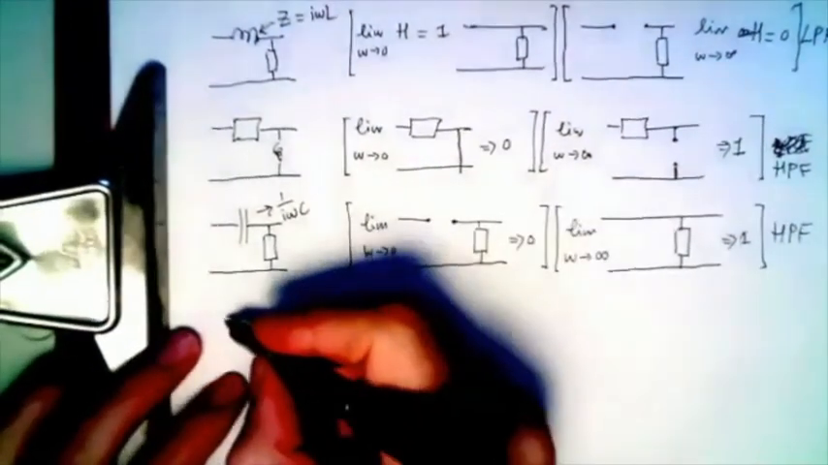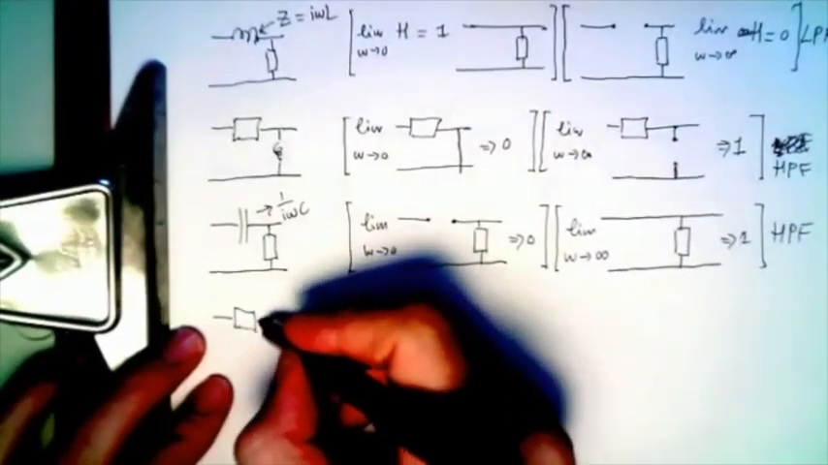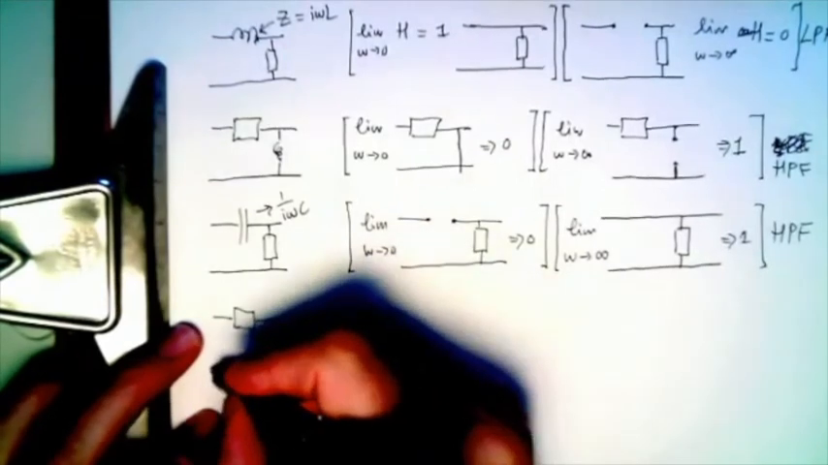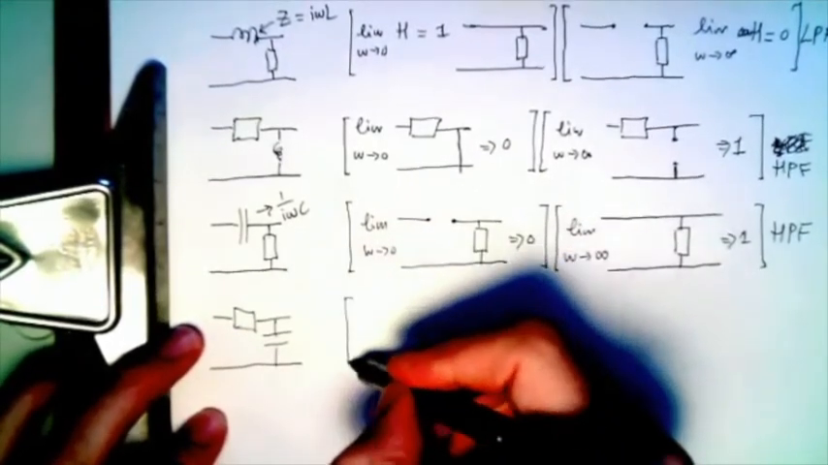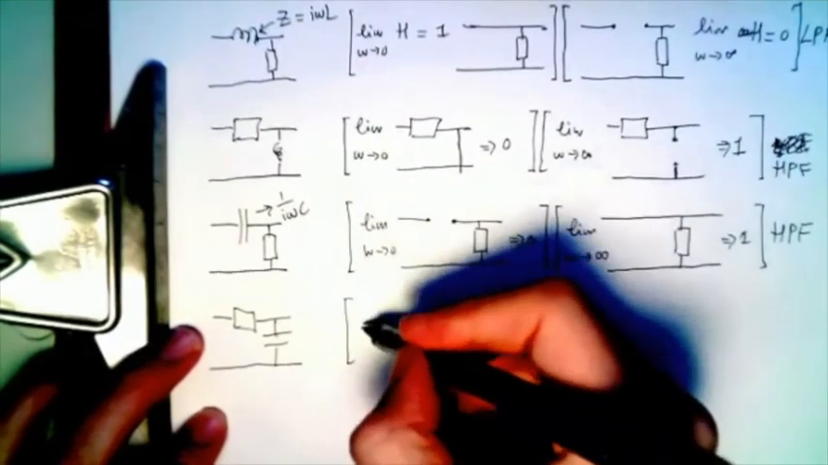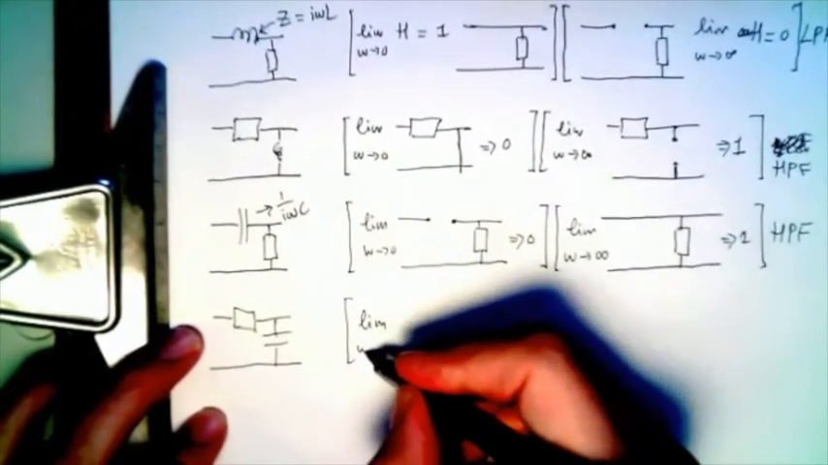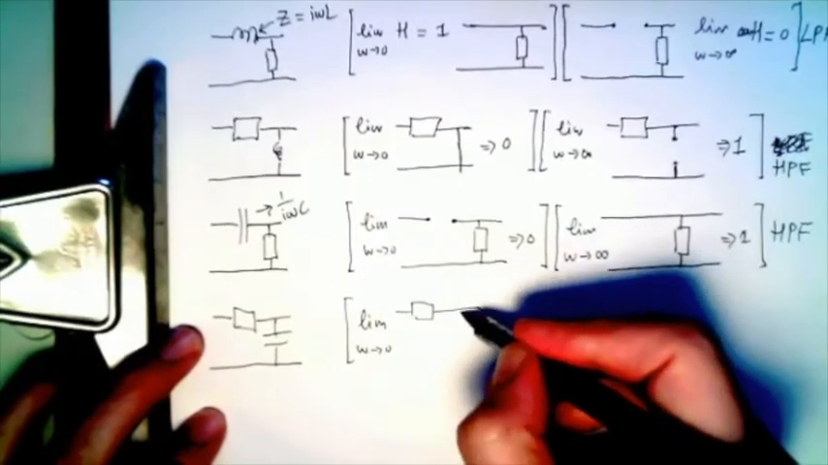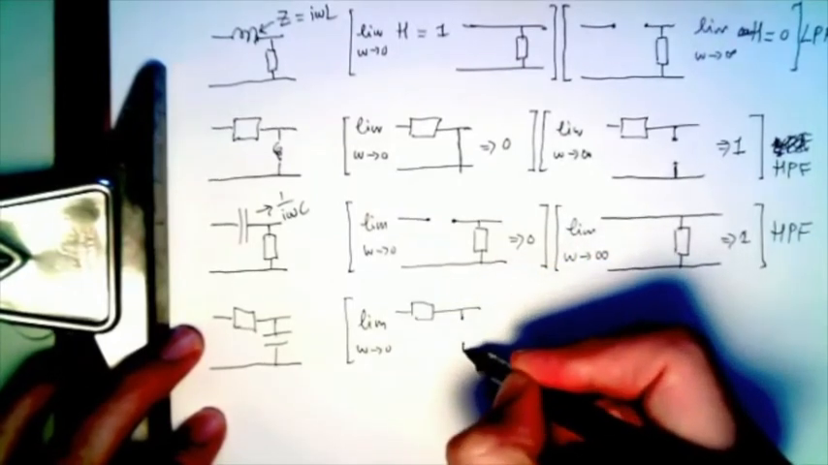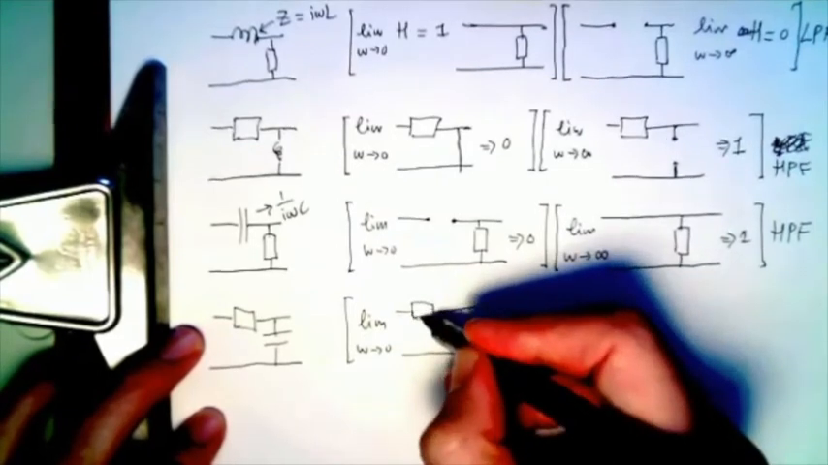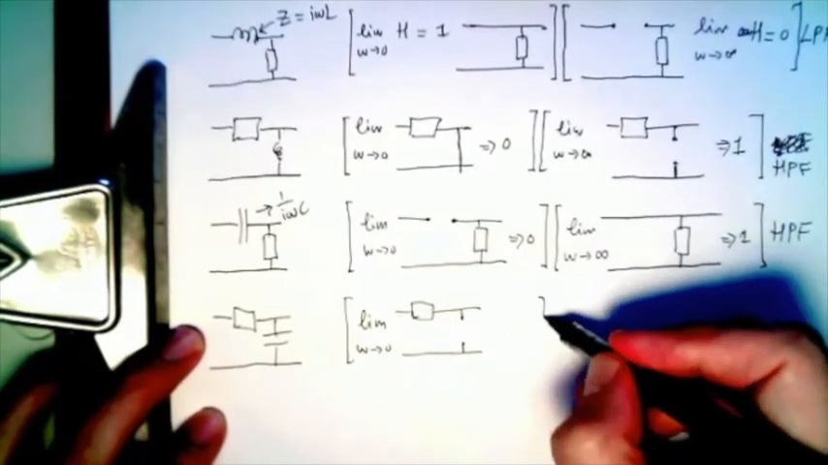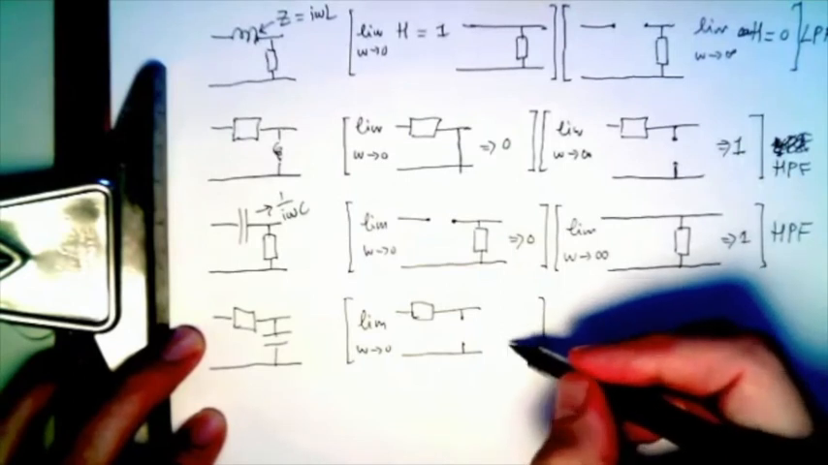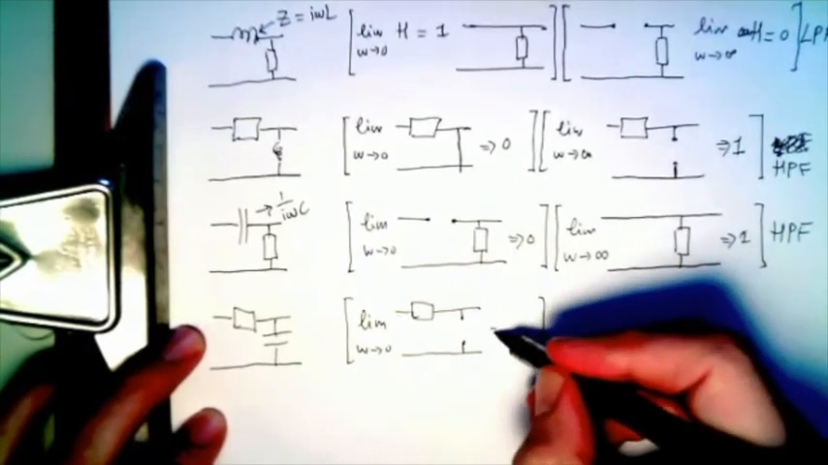Okay, last permutation. All right. Low frequency limit. It looks like this. Now the capacitor is here between these 2 points, and there's nothing going. So this means everything goes through.